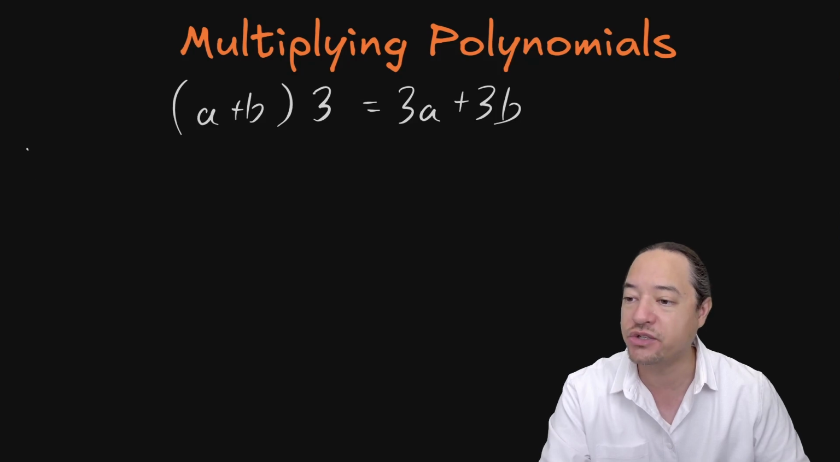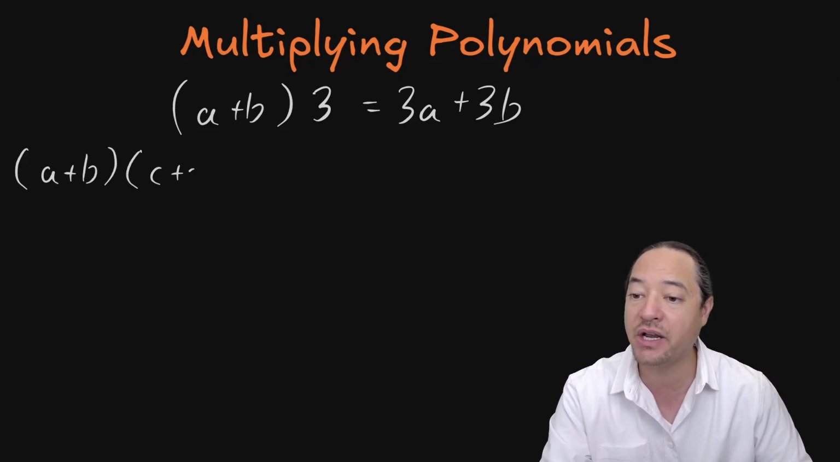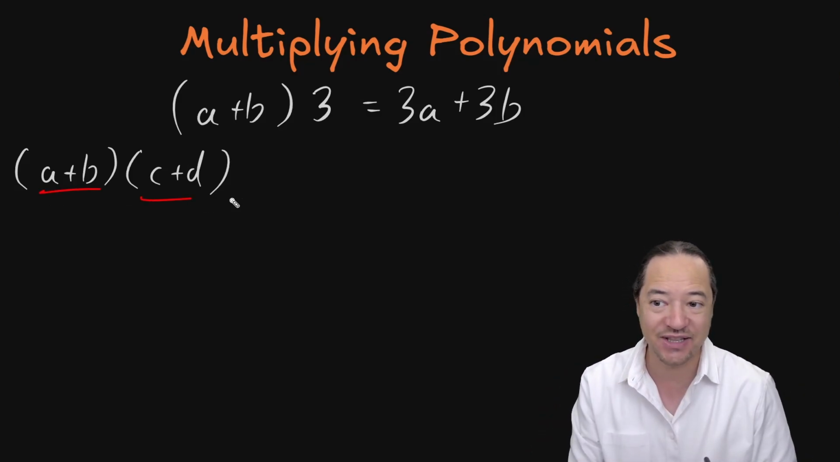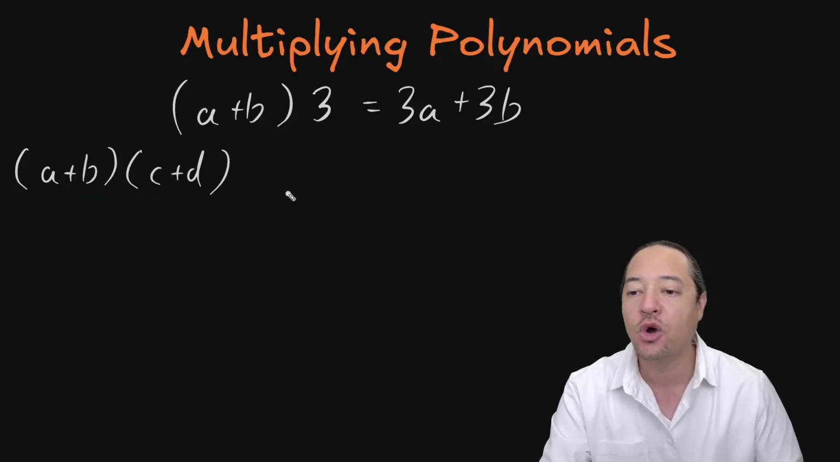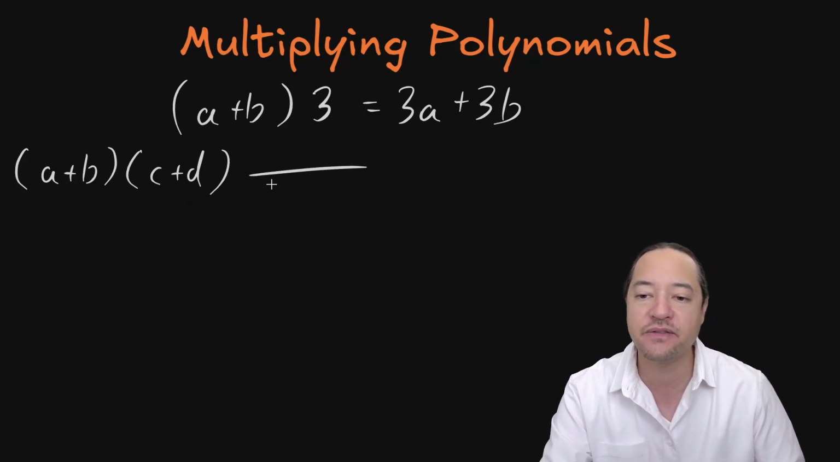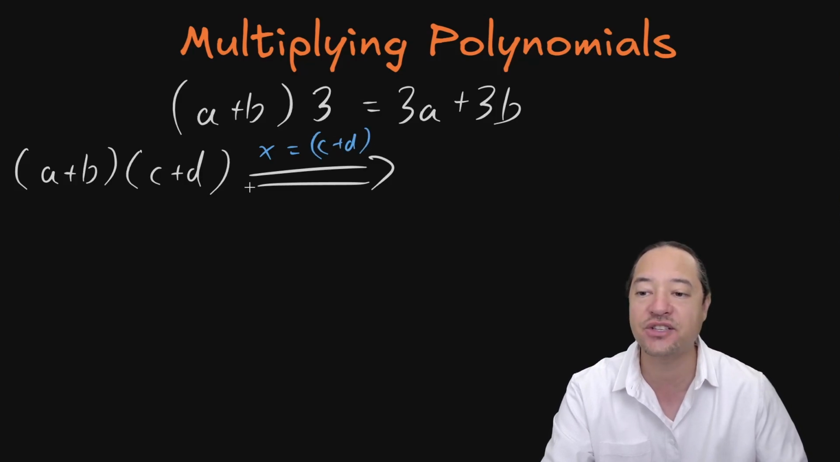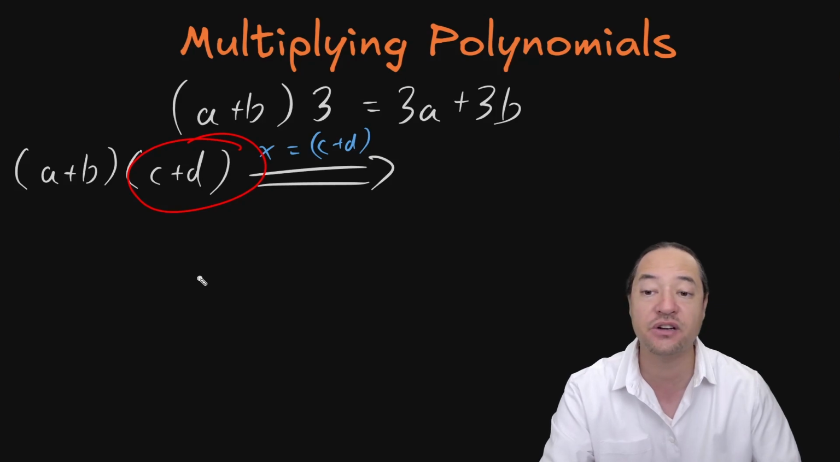What, though, do we do if we have a binomial, a plus b, multiplied with another binomial, c plus d? Two binomials multiplied together. This looks a little bit more complicated, right? So how do we want to think about this? Well, let's set some new variable x equal to c plus d. So we're sort of renaming this term here x.